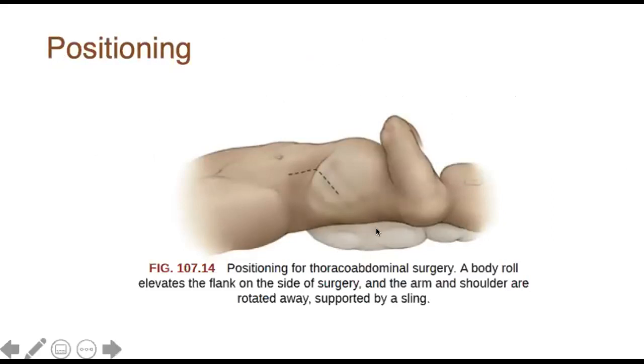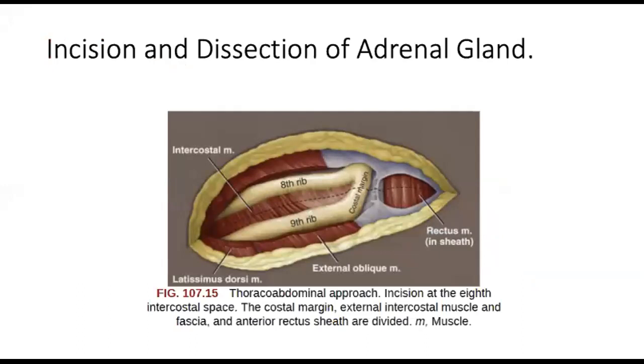A body roll, as you can see here, is placed longitudinally along the hemithorax and the flank to achieve and maintain this position. The ipsilateral arm is placed across the chest on a padded armrest, and the other arm is secured to an armrest. For the incision and dissection of the adrenal gland, the incision is made along the 8th or 9th intercostal space, extending from the posterior axillary line, curving over the costal margin to the abdomen. It's shown in this picture.